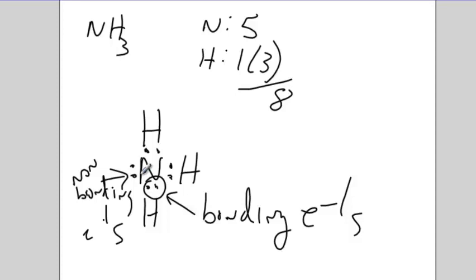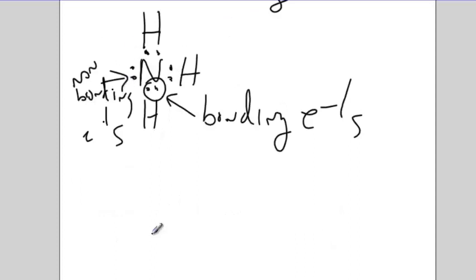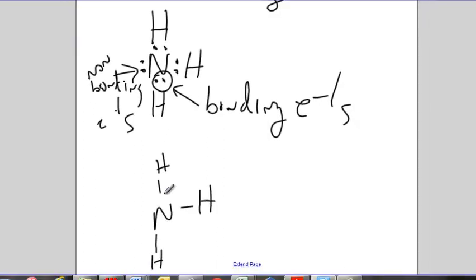Now, all of these things are single bonds. Right? If I were to draw this with lines instead of dots, it would look like this. And those are single bonds. Perhaps you've heard of double bonds and triple bonds. Those things can happen too.